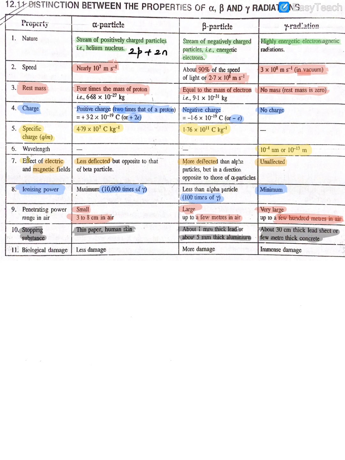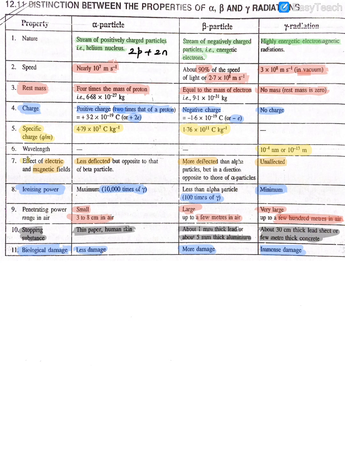Now the last thing is about the biological damage. You must probably be knowing already who causes the immense biological damage. That is the gamma radiations. They take your case really badly. Then lesser harmful are beta particles, and least are the alpha particles. So these are the ways they can harm you, guys. So these are about the radiations.